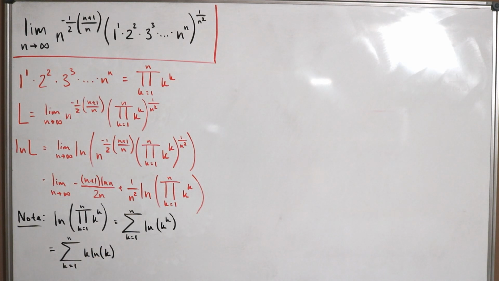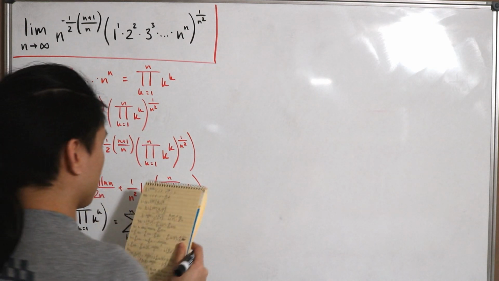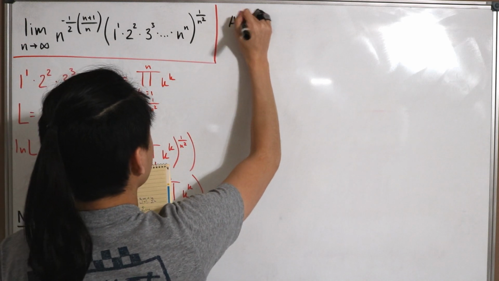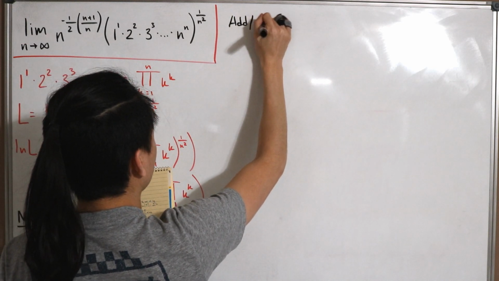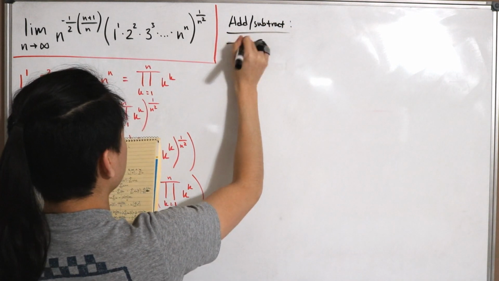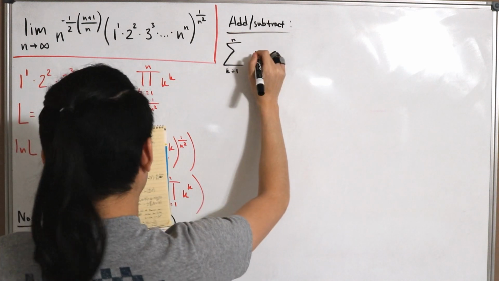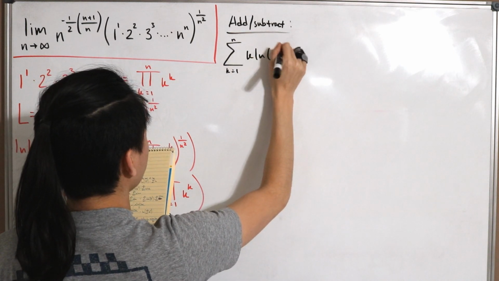And so from here, we're actually going to utilize a little trick, and that is we're going to add and subtract the following term. We will be using the partial sum, k equals 1, of k times ln of n.